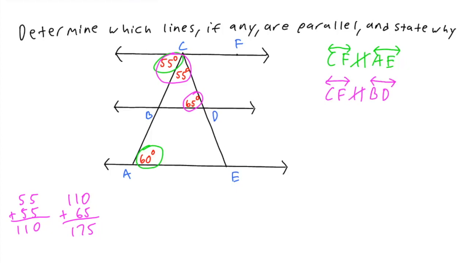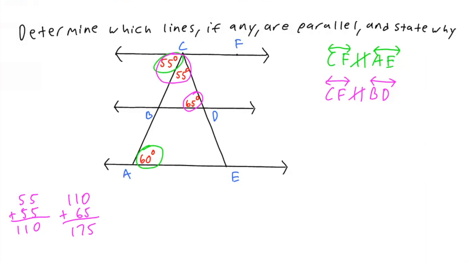Now, the last thing we need to look for is there are 3 lines here, so CF's not parallel to any of these, but is BD parallel to AE? That's what we want to now find out. That's our last combination left. The only angles on those lines are the 65 here and the 60 here. Those are not on the same transversal, so we can't do anything with them.